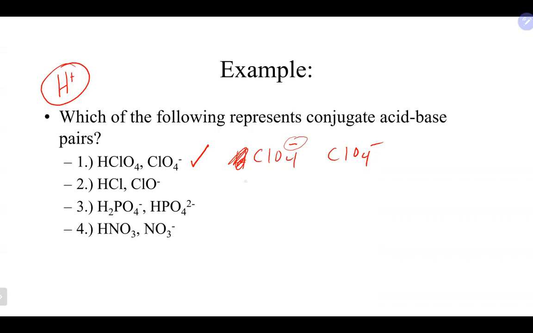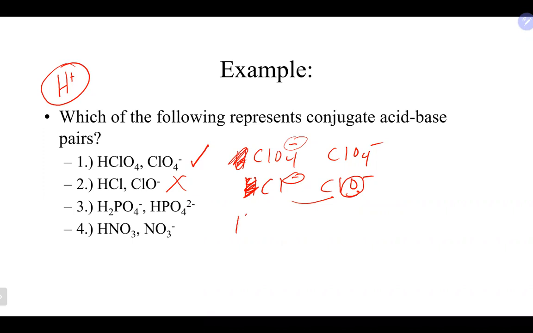If I look at the next two, HCl, ClO minus, if I get rid of the H and the plus, that makes me one more negative. They do not match because this guy has an oxygen. So these guys would not be pairs because there is greater than just an H plus difference. So there's more than an H plus difference, which means they would not be pairs.